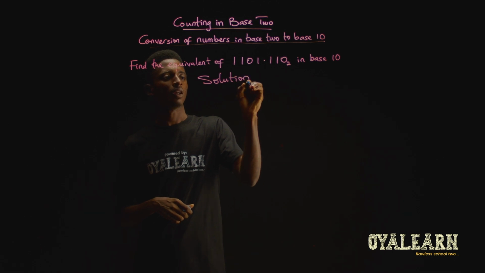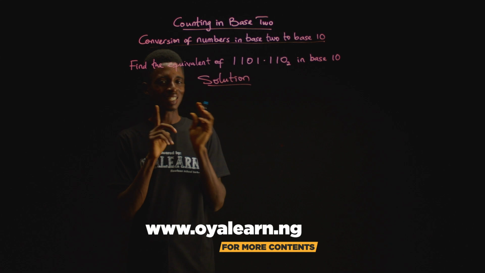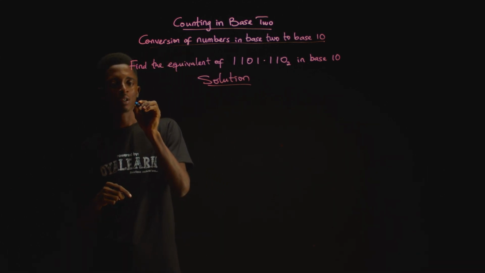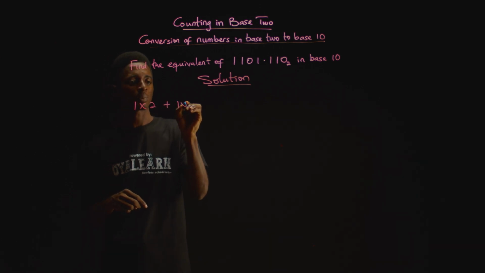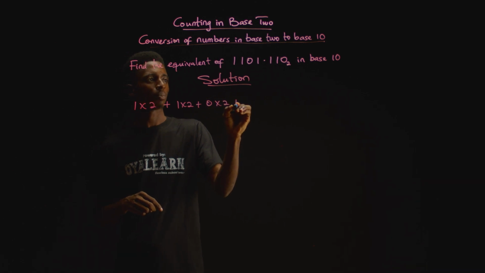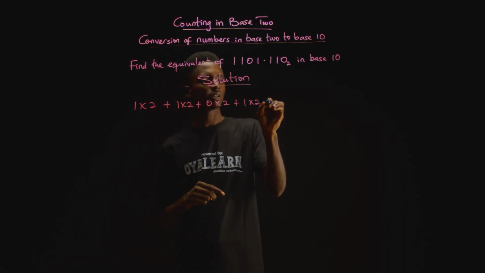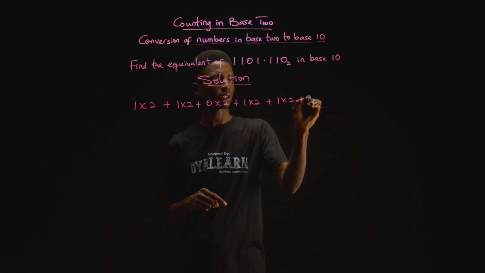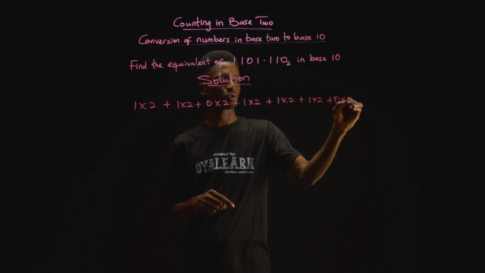Solution. We still expand it by the power of the base, but there's a little twist this time around. So let's see how it goes. We have 1 multiplied by 2 plus 1 multiplied by 2 plus 0 multiplied by 2 plus 1 multiplied by 2. Now, plus 1 multiplied by 2 plus 1 multiplied by 2 plus 0 multiplied by 2.